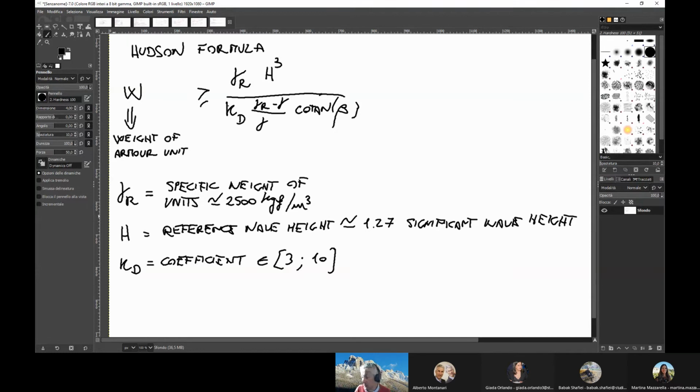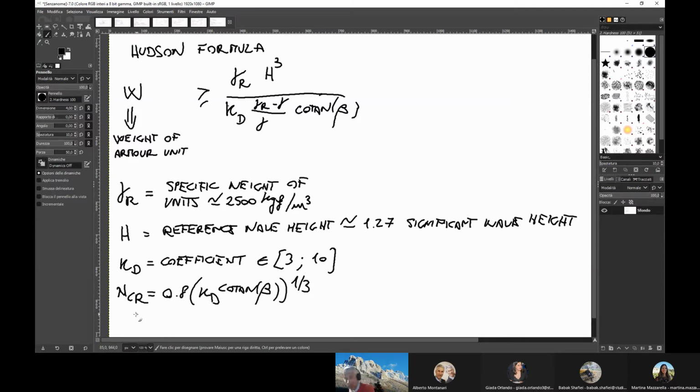And what we can say of KD is also that it can be computed with an empirical relationship that can be written in this way. We can introduce a parameter, called NCR, which is equal to 0.8 KD cotan beta elevated to the power of 1/3.